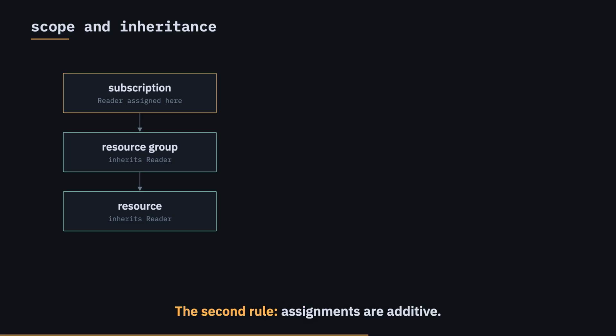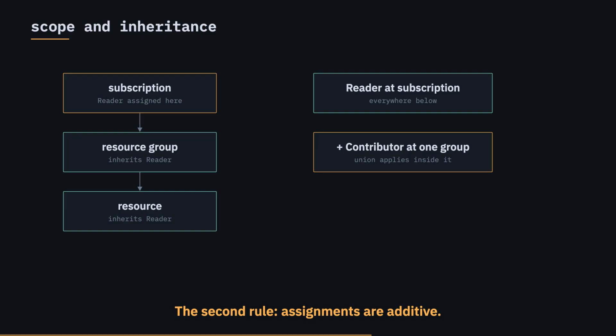The second rule, assignments are additive. If one assignment gives you reader on the subscription and another gives you contributor on a resource group inside it, you hold both, and inside that group the union applies, so you can write there and merely read elsewhere. There is no assignment that subtracts. With one rare exception we will meet in a moment, nothing you grant ever takes a permission away.